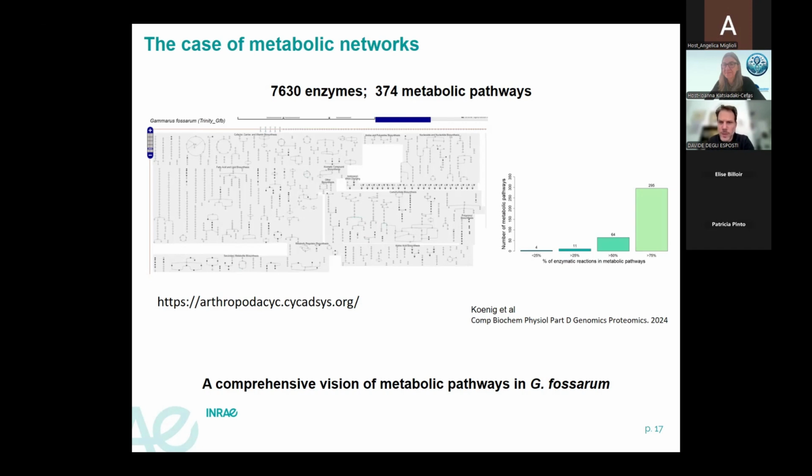And most of these pathways were pretty complete. Most of them, we had a good coverage of these pathways. So we obtained for the first time a comprehensive vision of the metabolic pathways, and these resources are open source, and you see here the link, they can be explored and navigated by everyone now.